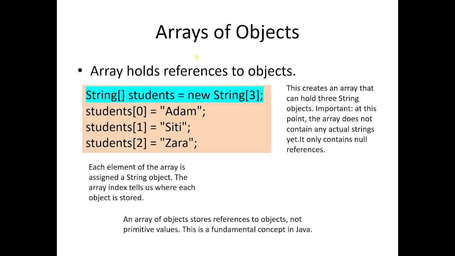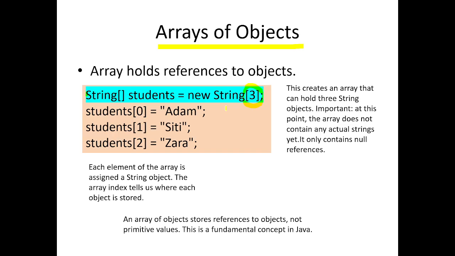Next is a bit more advanced for this one-dimensional topic, which we call arrays of objects. So what are arrays of objects? Arrays hold references to objects. Basically, you must know what an object is. When you work with arrays together with objects, arrays can hold references to the objects. For example, we have String students equal to new String 3. What is the meaning of this 3? The size of the array. So basically this students array can hold 3 string objects.